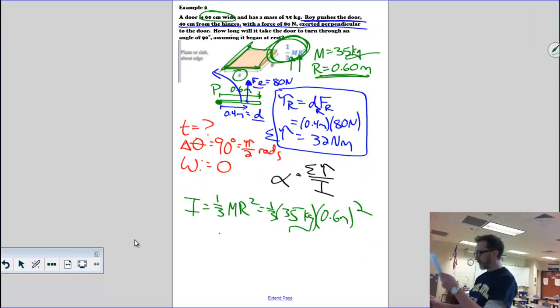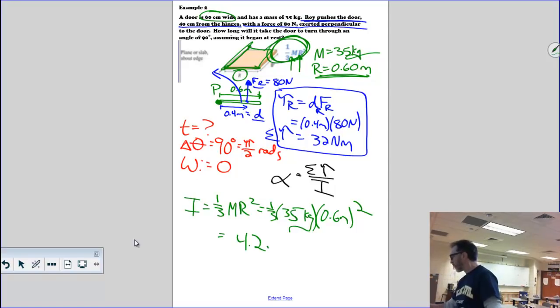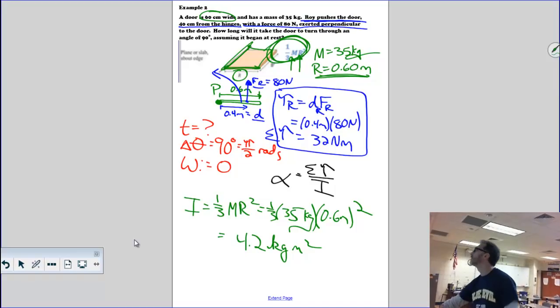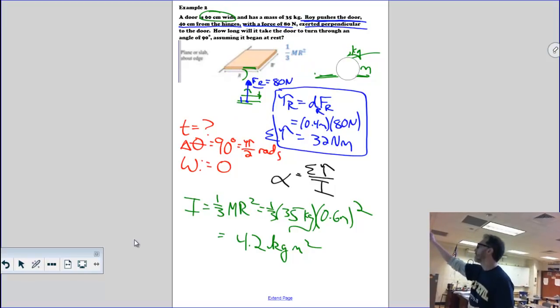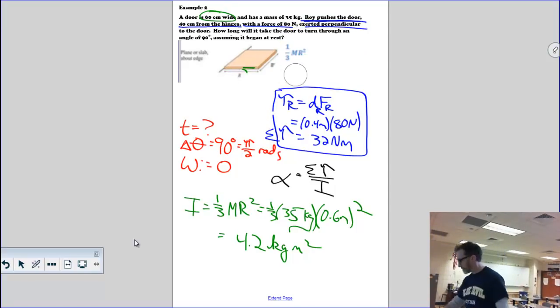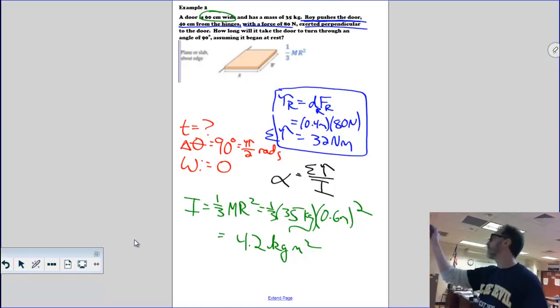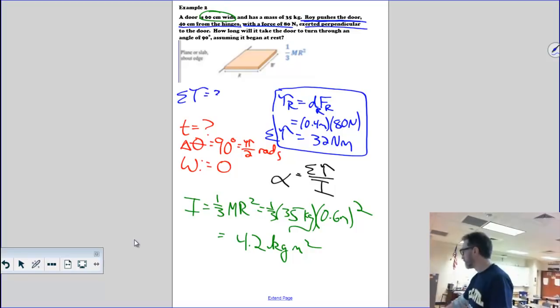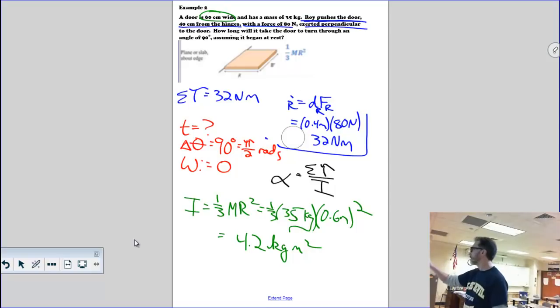And so the rotational inertia ends up being 4.2, and you get kilogram meters squared. Okay? So, let's see. I'm going to clear up the board a little bit here. I think that we have figured out our net torque was 32 Newton meters. That means I can erase this garbage here.